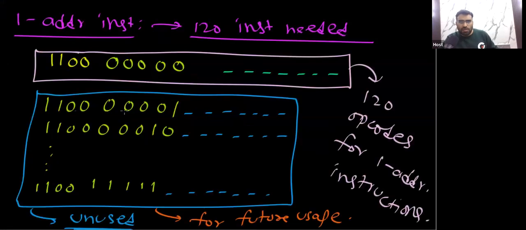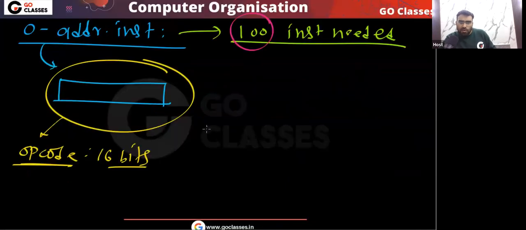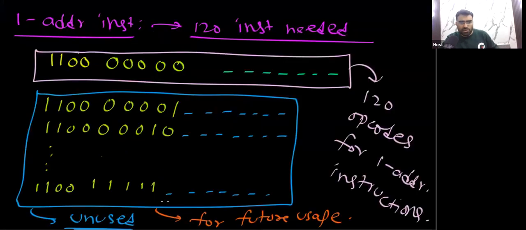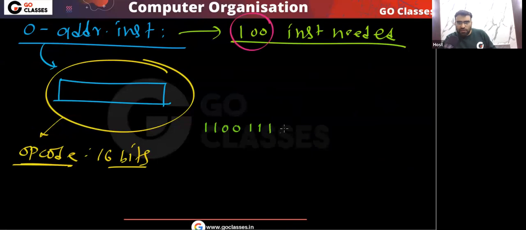What you can do, maybe you can take this 1100, and then maybe you can take this last one. So you can take 1111. And then remember, you need only 100, right?